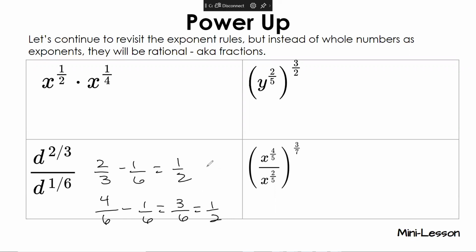All right. One thing I do want to stress, a lot of people put 1/2 as the answer. That's not the answer. The answer is D raised to the 1/2 power. Okay, so the final answer would be D raised to the 1/2. A lot of people like to put this as the answer. No, false. Okay.